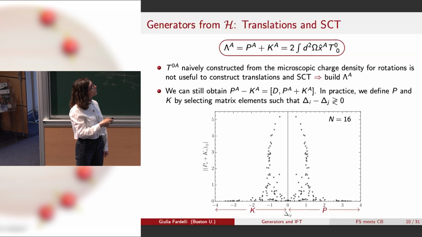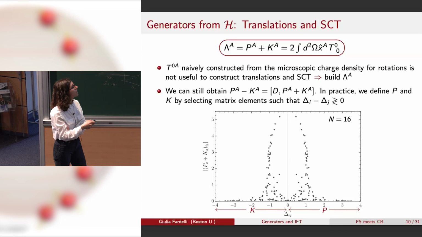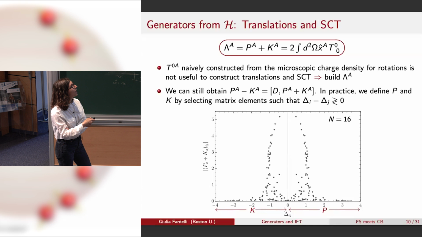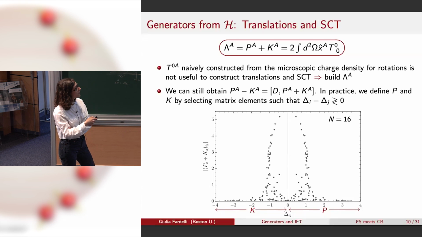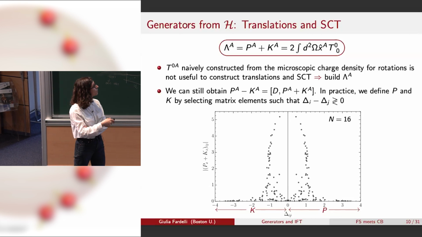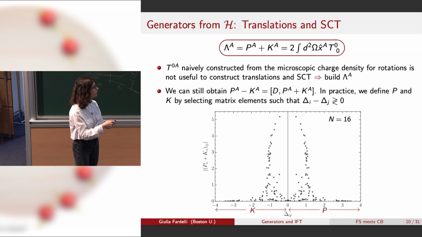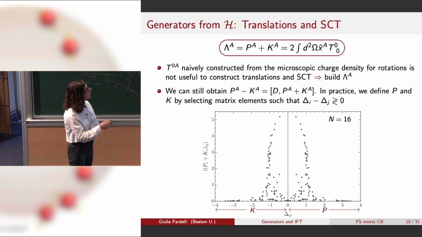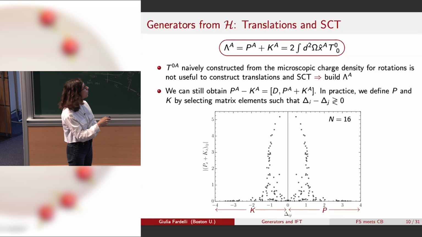This is what you should do, but what we do in practice is that we define P and K as the matrix element of this lambda, such that they increase or decrease the energy. So let me, to explain this, let's look at this picture. These are the matrix element of lambda z, so the z component. Recall that A is the ion embedding space coordinate, so we have z plus and minus.